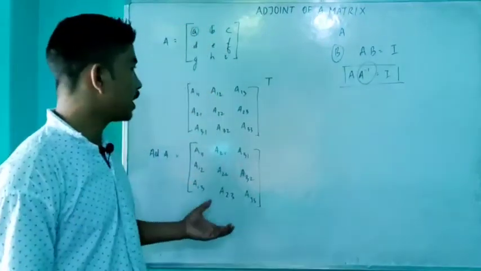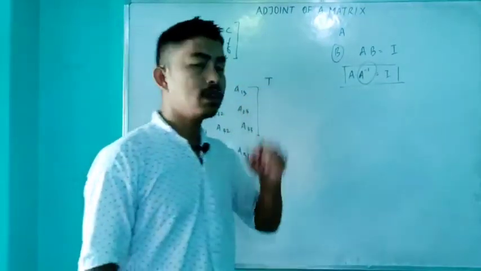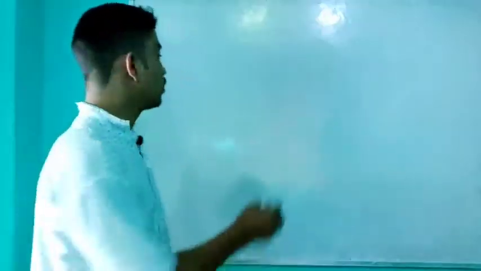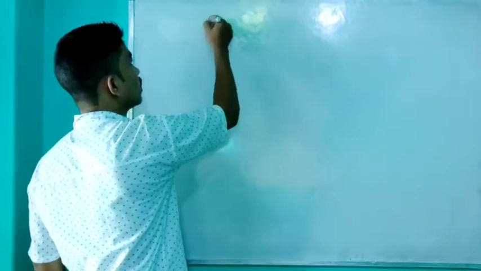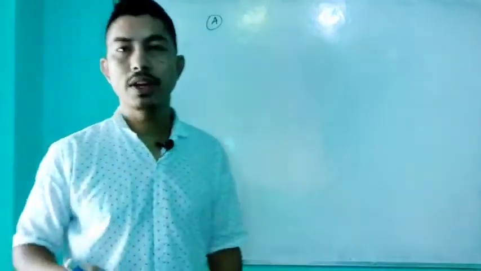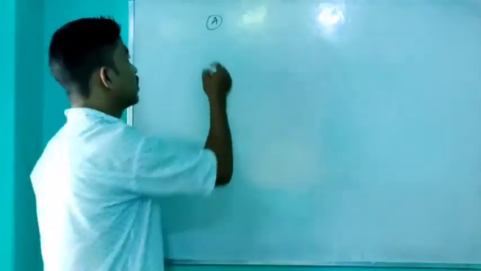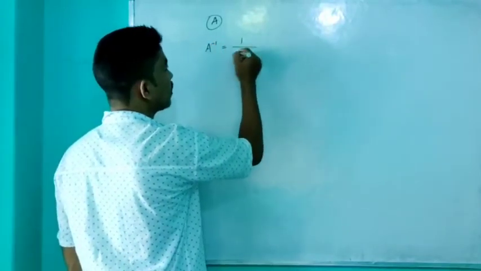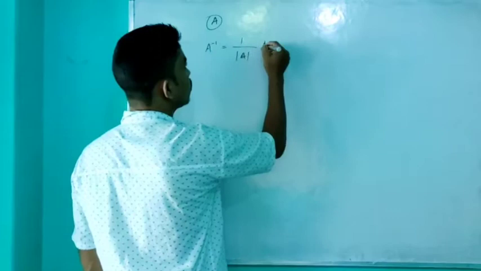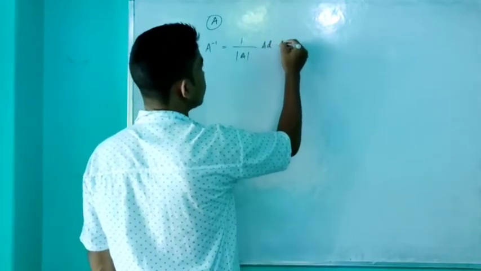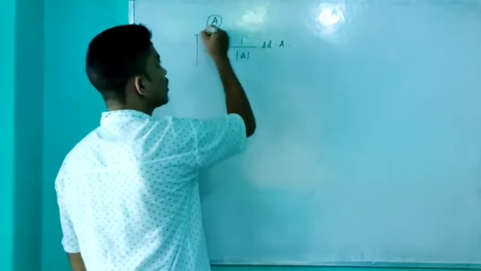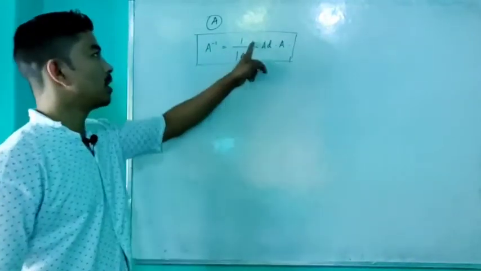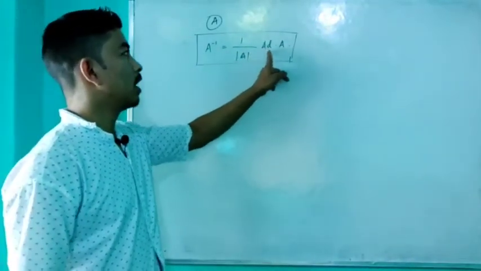So let us try to find the adjoint of the matrix as well as the inverse of a matrix in a simple question from your book. If we are asked to find A inverse of any matrix A, then we simply use the expression: A inverse is equal to 1 divided by the determinant of A, into the adjoint of the given matrix A. This formula is utilized in getting the inverse of a given matrix.